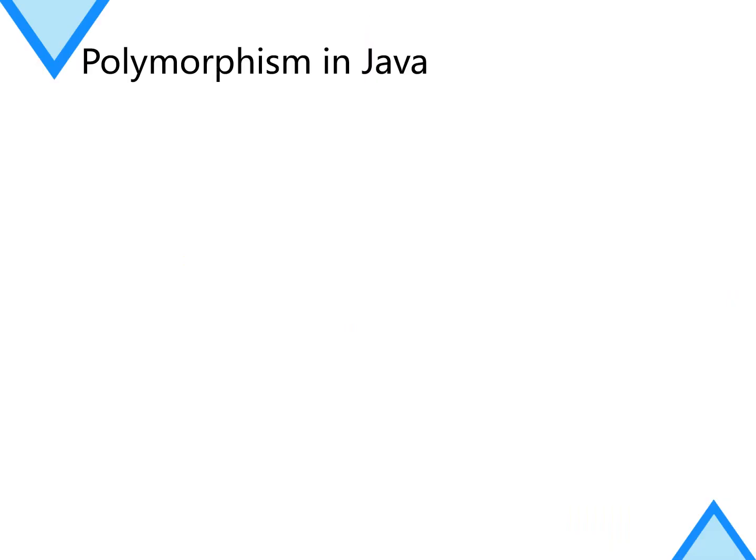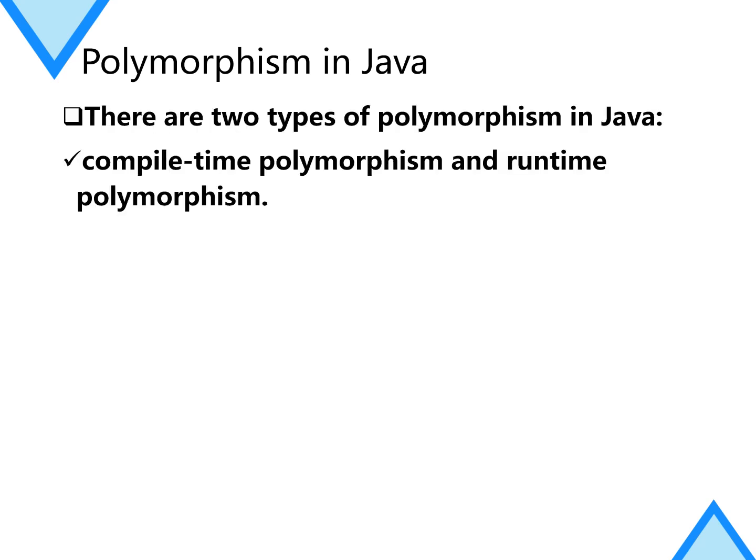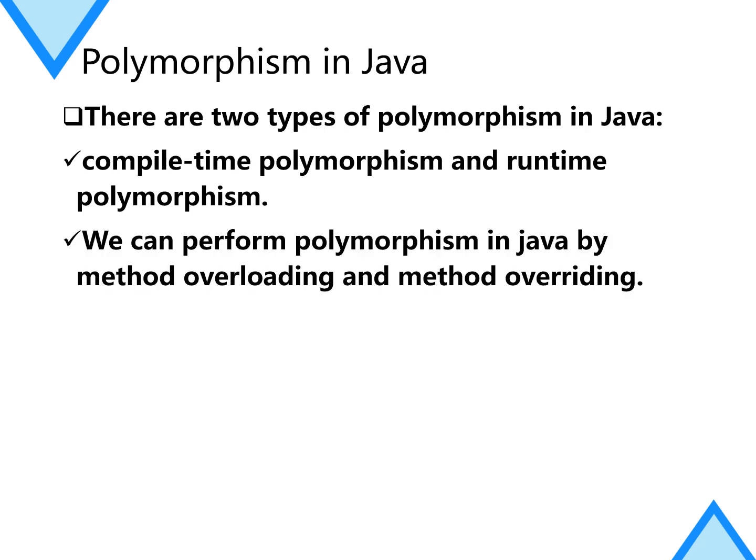Same like C++, in Java there are also two types of polymorphism. These are compile time polymorphism and runtime polymorphism. The types of polymorphism are the same in both C++ and Java, but the implementation is different. We can implement compile time polymorphism through method overloading, while we can implement runtime polymorphism through method overriding.